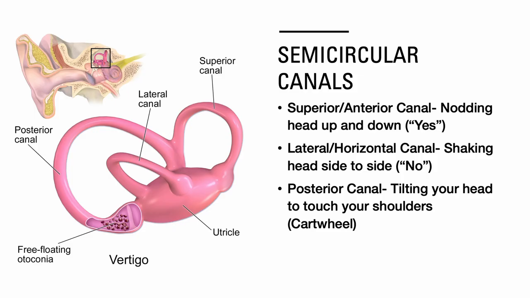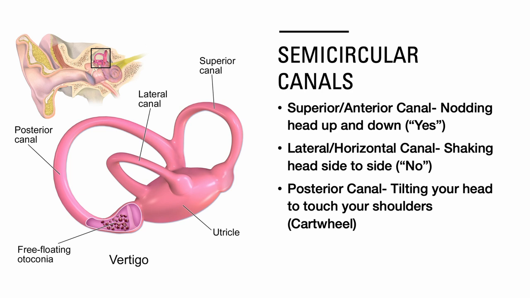We have 3 semicircular canals: the anterior, horizontal, and posterior canals. Each canal has a different job. The anterior canal provides input for motions such as nodding yes. This could also be something like tilting your head back in the shower to wash your hair or bending over to pick something up.